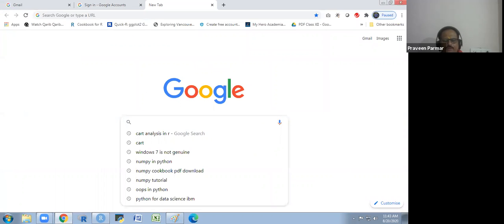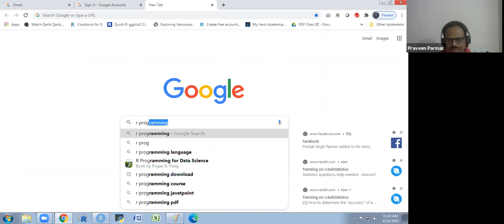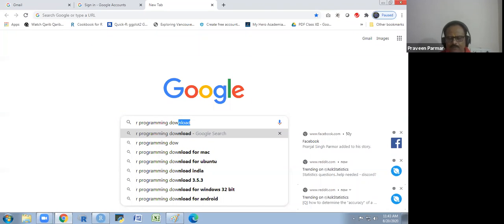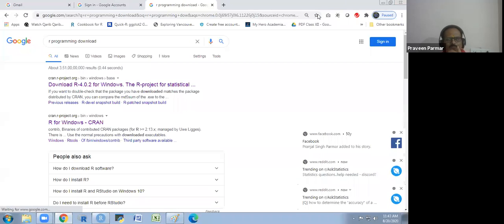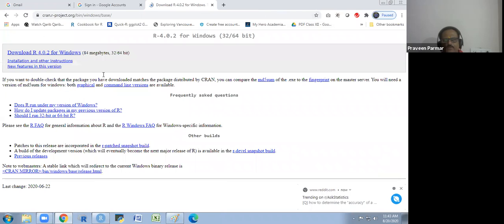You just write "download R programming" and press enter. The first result on the upper side is mostly cran.r-project.org bin Windows, if you have the Windows operating system. If you have another operating system, you could search for that. Here you get the download R 4.0.2, which is the latest version. You click on it and it will be downloaded to your system.